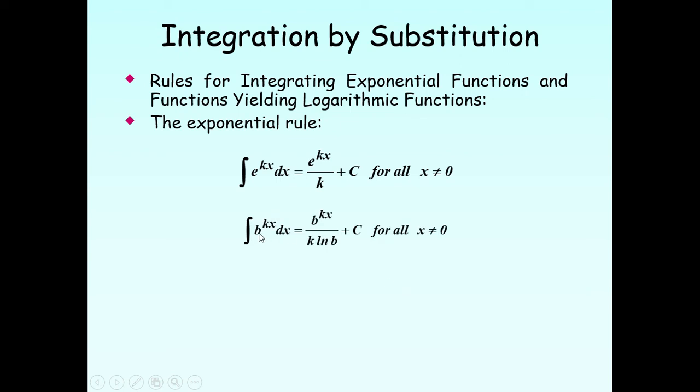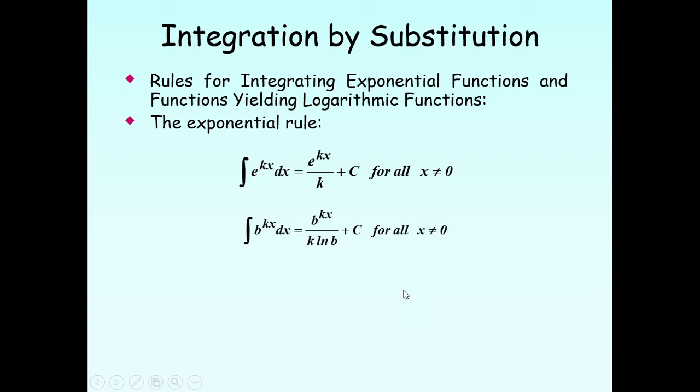Or if you are given something like this, the base here is b, unlike in the first scenario, where we have e. e is equivalent to 2.7182818. But here we have another base, so any value here except for e, this is b. So b raised to a power or exponent kx times dx is equal to b to the power kx divided by k times ln b plus c, for all x not equal to 0.